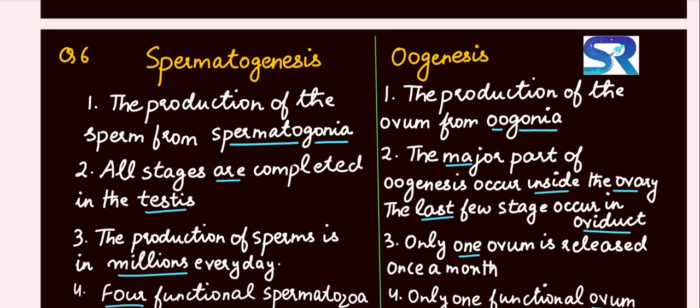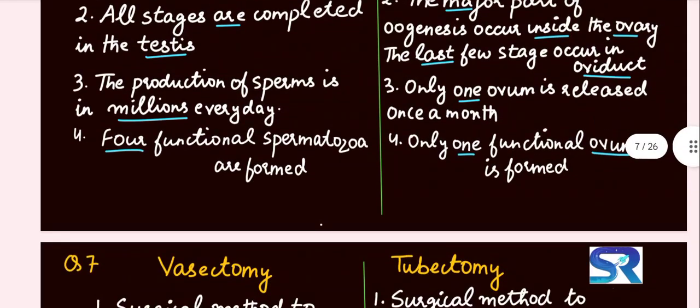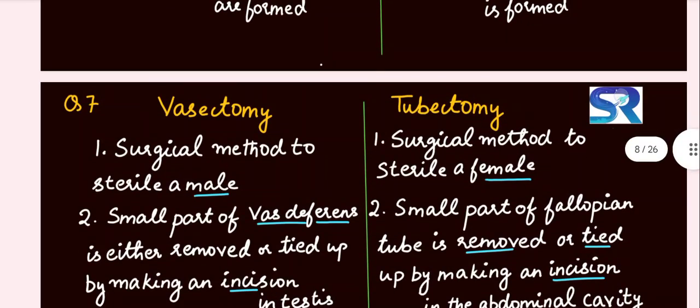Oogenesis is the production of the ovum from oogonia. The major part of oogenesis occurs inside the ovary. The last few stages occur in the oviduct. Third point, only one ovum is released once a month. Fourth point, only one functional ovum is formed.